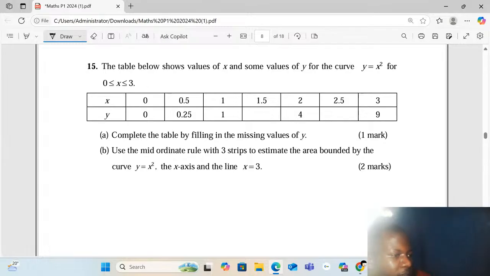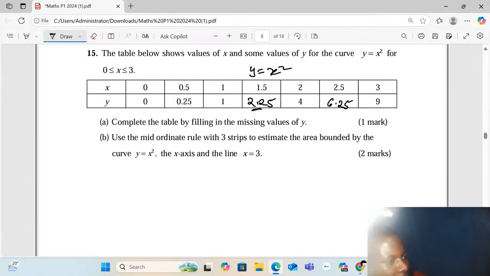So you simply take 1.5 squared. So our y is equal to x squared. We want to find the value of y here, and we have our x as 1.5. So you simply square 1.5 and you get 2.25. Now, 2.5 is the value of x. To find y, you simply square the x. So you square 2.5, get 6.25. That is how you fill that table. You get your first mark.